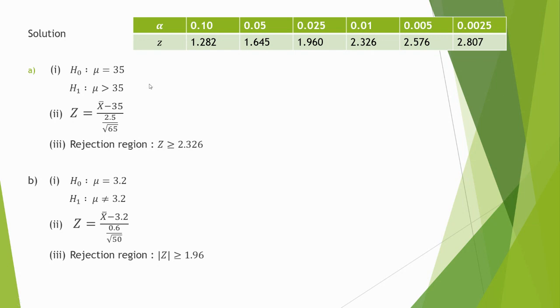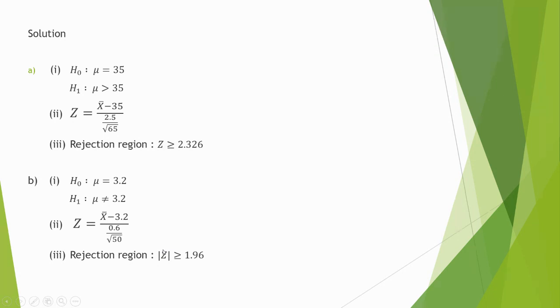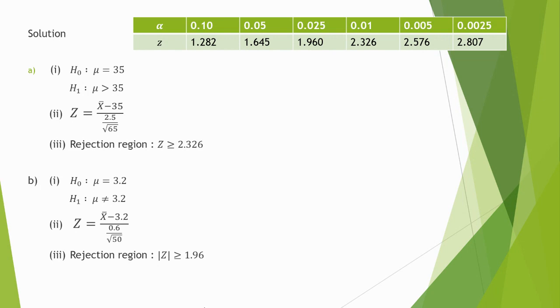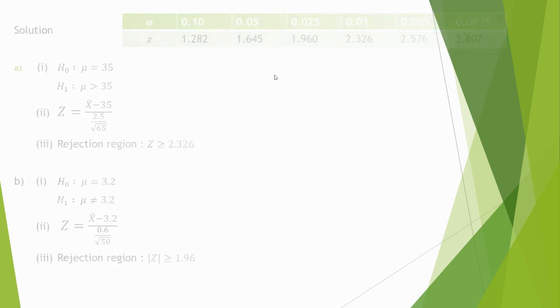If it is greater than or less than, then we just consider one side. If greater than, you use the right hand side. If less than, you use the left hand side. If not equal, then you have to consider both sides, a two-tailed test. Same thing, this one is 1.96, for alpha equals 0.05. Why is it 1.96? Because 0.05 is for both sides, so one side is 0.025, the other one is 0.025, the rejection region.